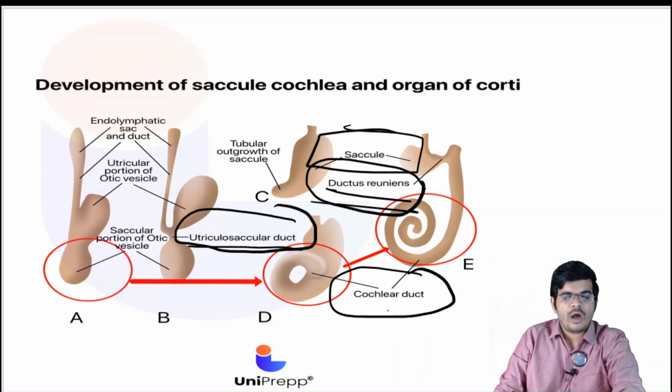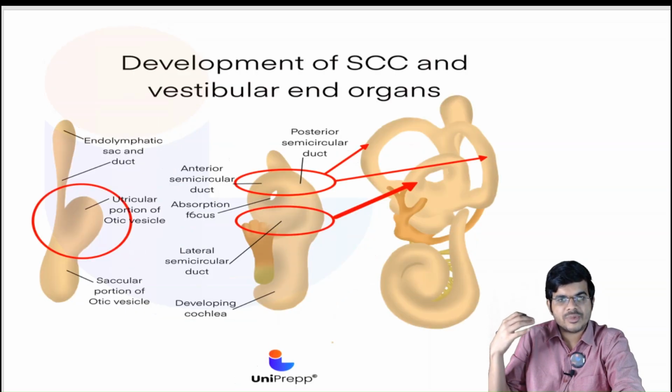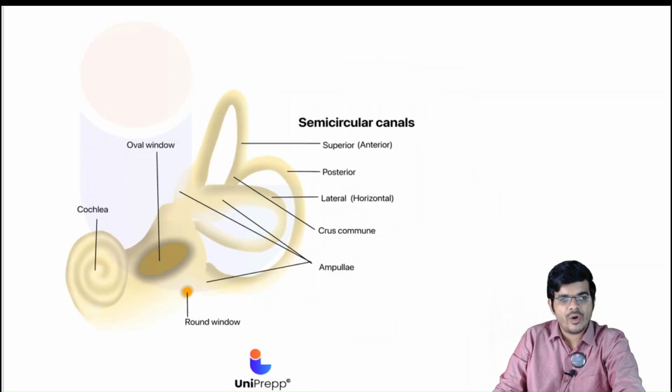How do the three semicircular canals and the utricle develop? They develop from the utricular portion by differentiation. While differentiating, the superior and the posterior semicircular canal join together and form the crus communis, or the common crus. So the three semicircular canals open into the utricle via 5 openings and not 6 openings, where the superior and posterior have a common opening. The non-ampullated ends of the superior and posterior semicircular canal join together to form the crus communis, or the common crus.